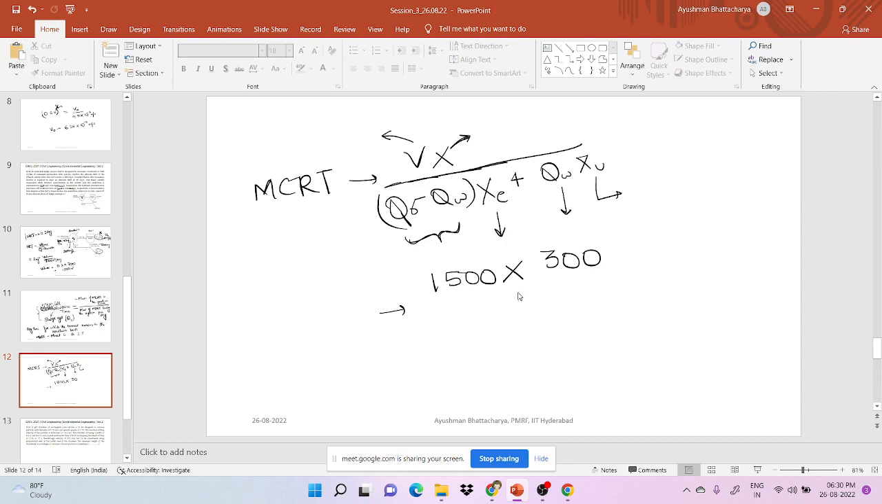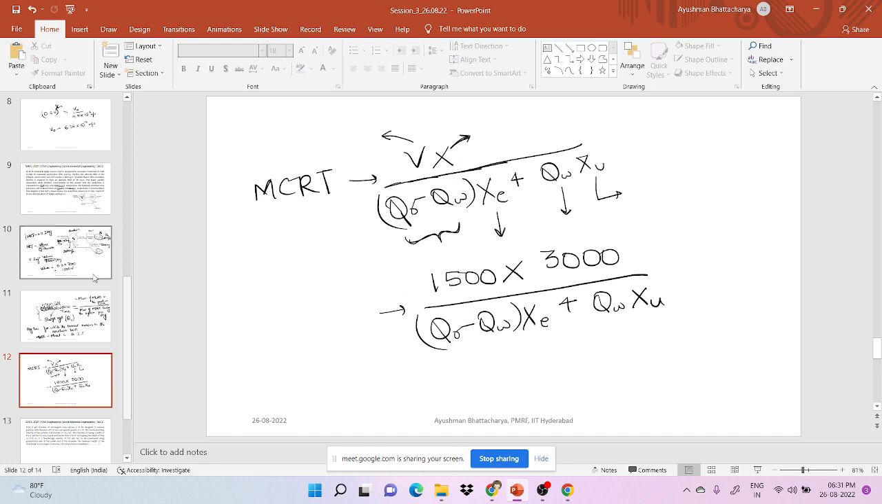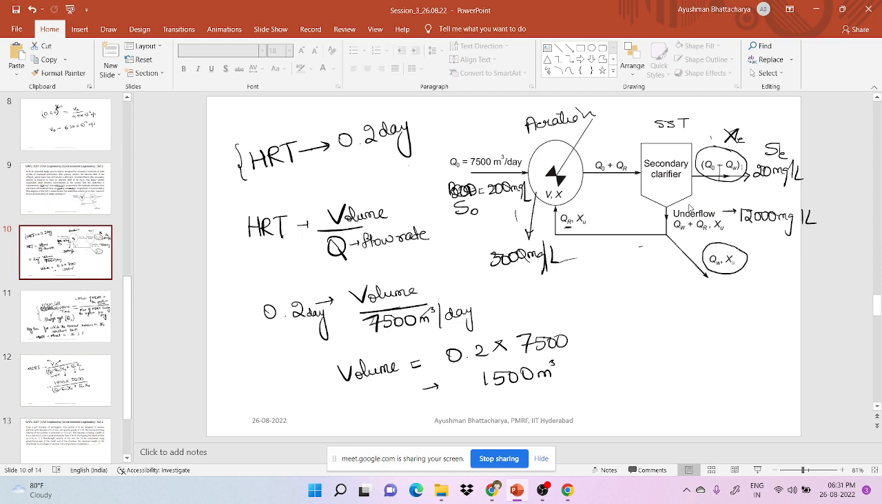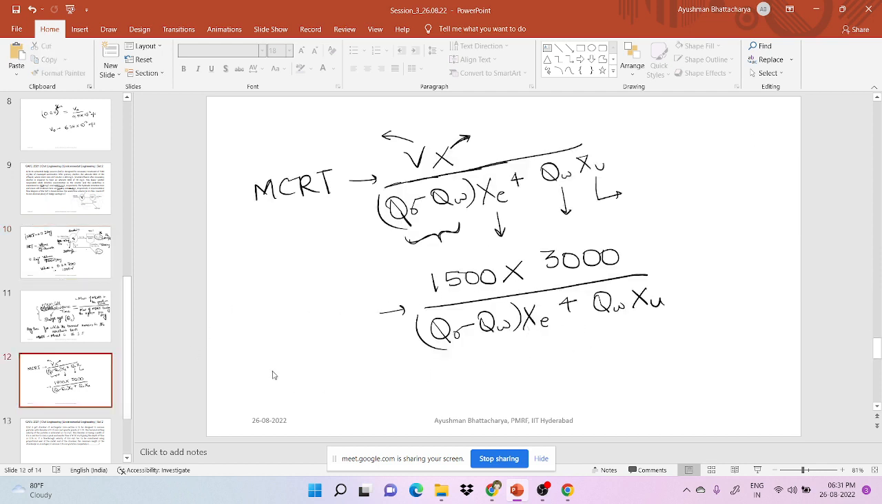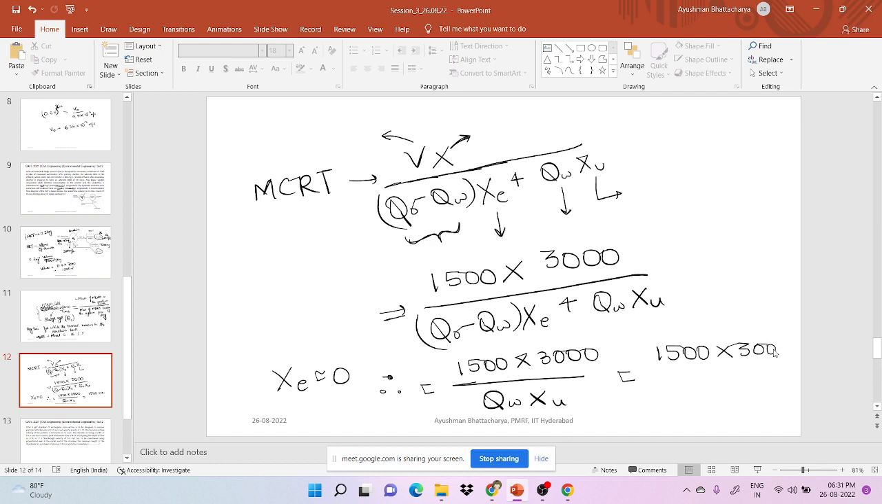So 1500 into 3000, divided by (Q0 minus QW) XE plus QW XU. Since the MLVSS concentration in the wasted sludge and in the aeration tank is very high, we can neglect the effluent MLVSS concentration. Neglecting it, it is zero, so the expression turns out to be 1500 into 3000 divided by QW XU. QW we have to calculate, and XU they have already mentioned as 12,000.